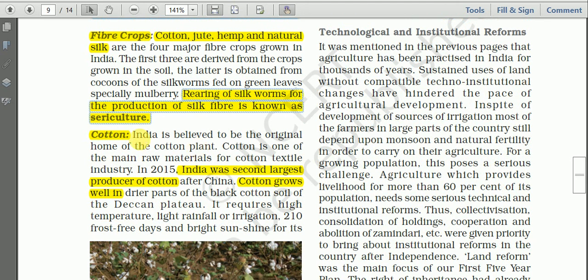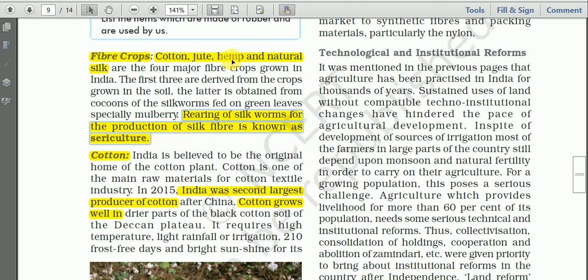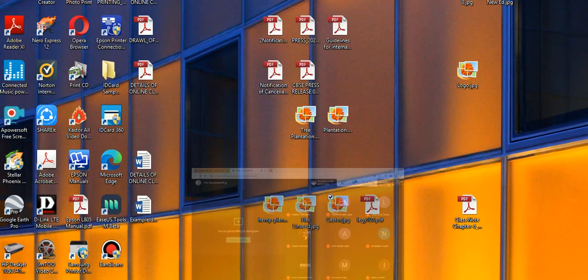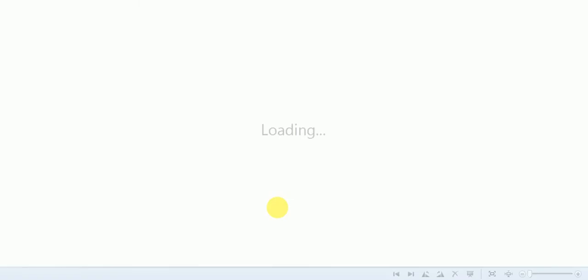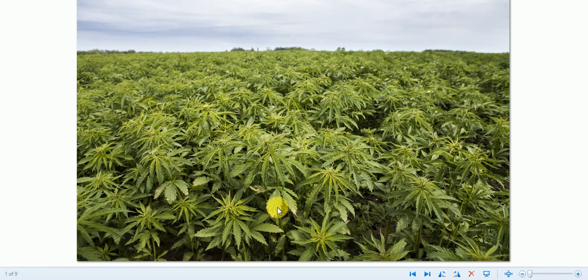And about hemp, it is not described here. Hemp is actually also like jute, and from the hemp plant we get fiber. I will show you a picture of hemp. This is a hemp plant, do you see? From this we get fiber from the stems.